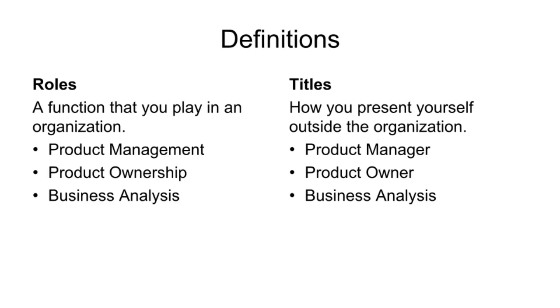You will also see variations of job titles as a way to denote seniority and hierarchy, such as this common hierarchy for product managers. Roles and titles are confusing because they are often referred to using the same terms. To avoid confusion in this post, I'll refer to the roles in terms of the function they perform: product management, product ownership, or business analysis, and titles using the terms that you'll most likely see on a job ad or business card: product manager, product owner, or business analyst.